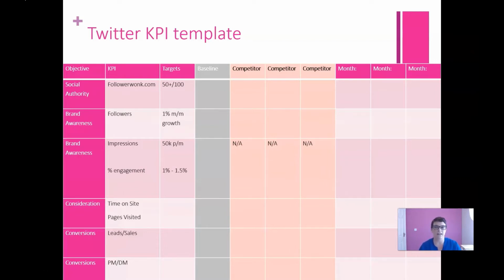Under brand awareness, how fast is your follower number growing? I've given a target there of 1% month on month, because that's generally what I would see. Obviously, in the early days, that will be a much higher number, but when you settle down over the 1,000 mark, you should be looking at at least 1% month on month growth.